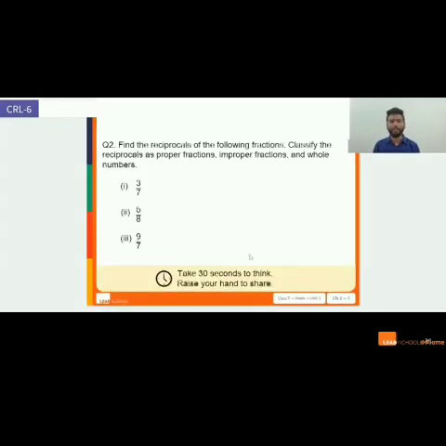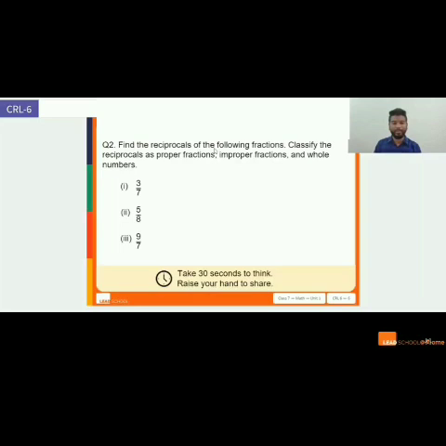Now what we are going to do is we are going to take 30 seconds to find the reciprocals of these given fractions. Remember students, when there are two sets of fraction, after multiplying I get my result as 1. They're said to be reciprocals of each other. Here I have to find another set of fraction. After multiplying with this one, my answer should be 1. The product should be 1.